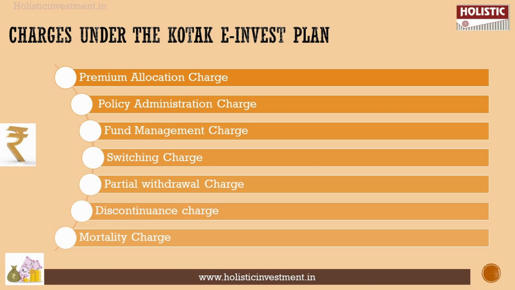And there is a discontinuance charge which is based on which year you discontinue and the premium amount you choose to pay in this policy. There is also a mortality charge, which you have to pay for them giving you the life cover. So for a life cover purpose you are going to pay mortality charge. And there is also a miscellaneous charge which is usually charged for the replacement of your policy document or check dishonor, which is 250 rupees per request. Or if you want to redirect your premium, there is also a charge of 100 rupees.